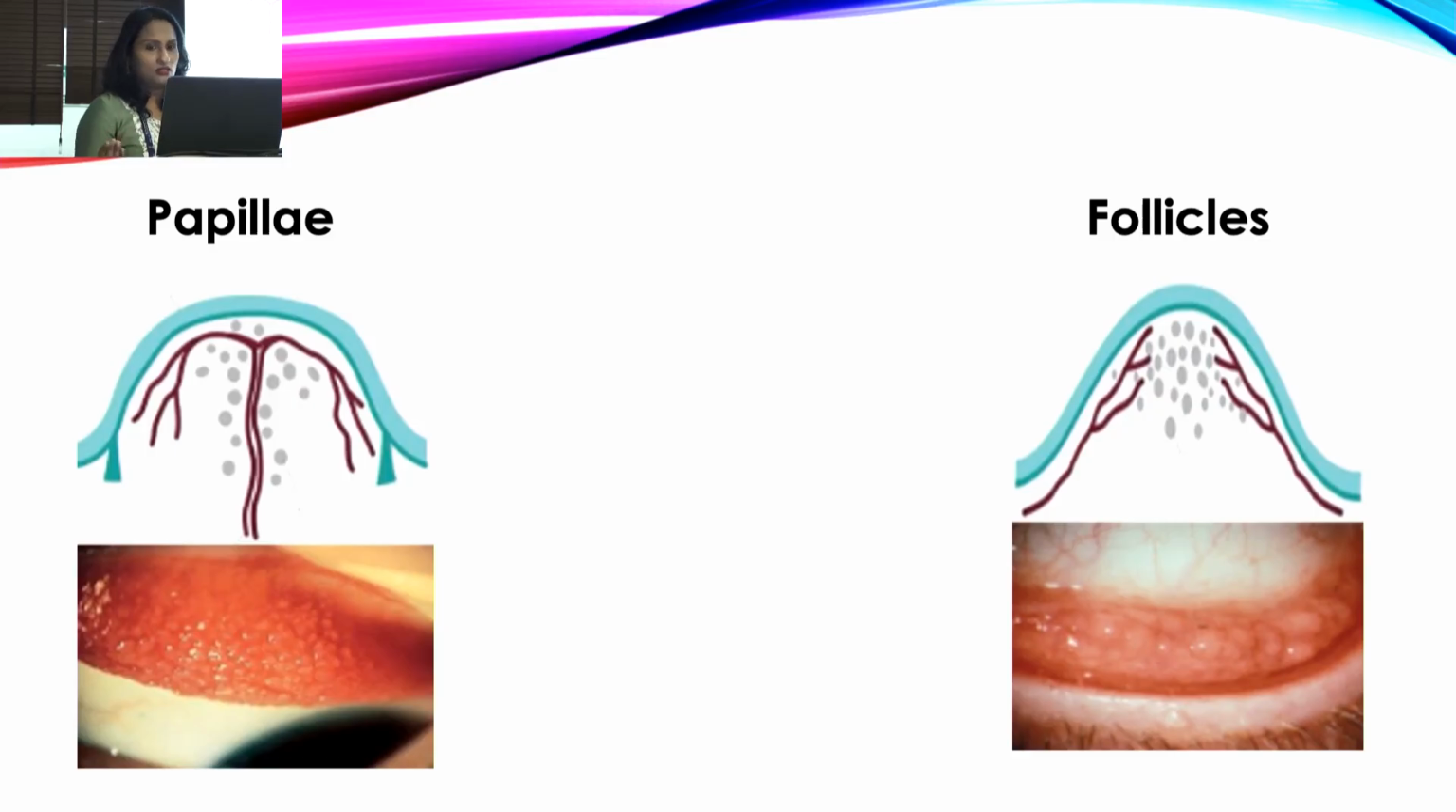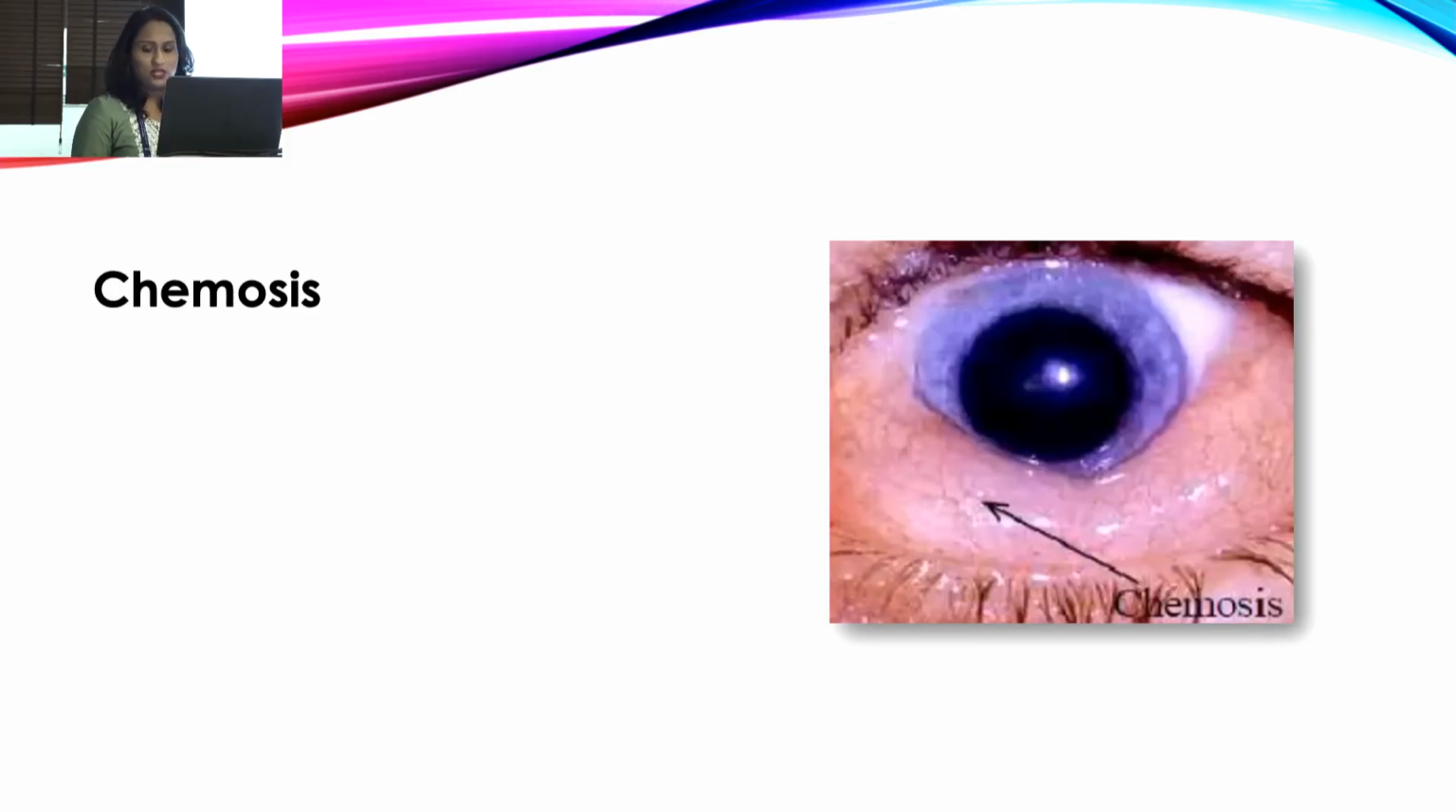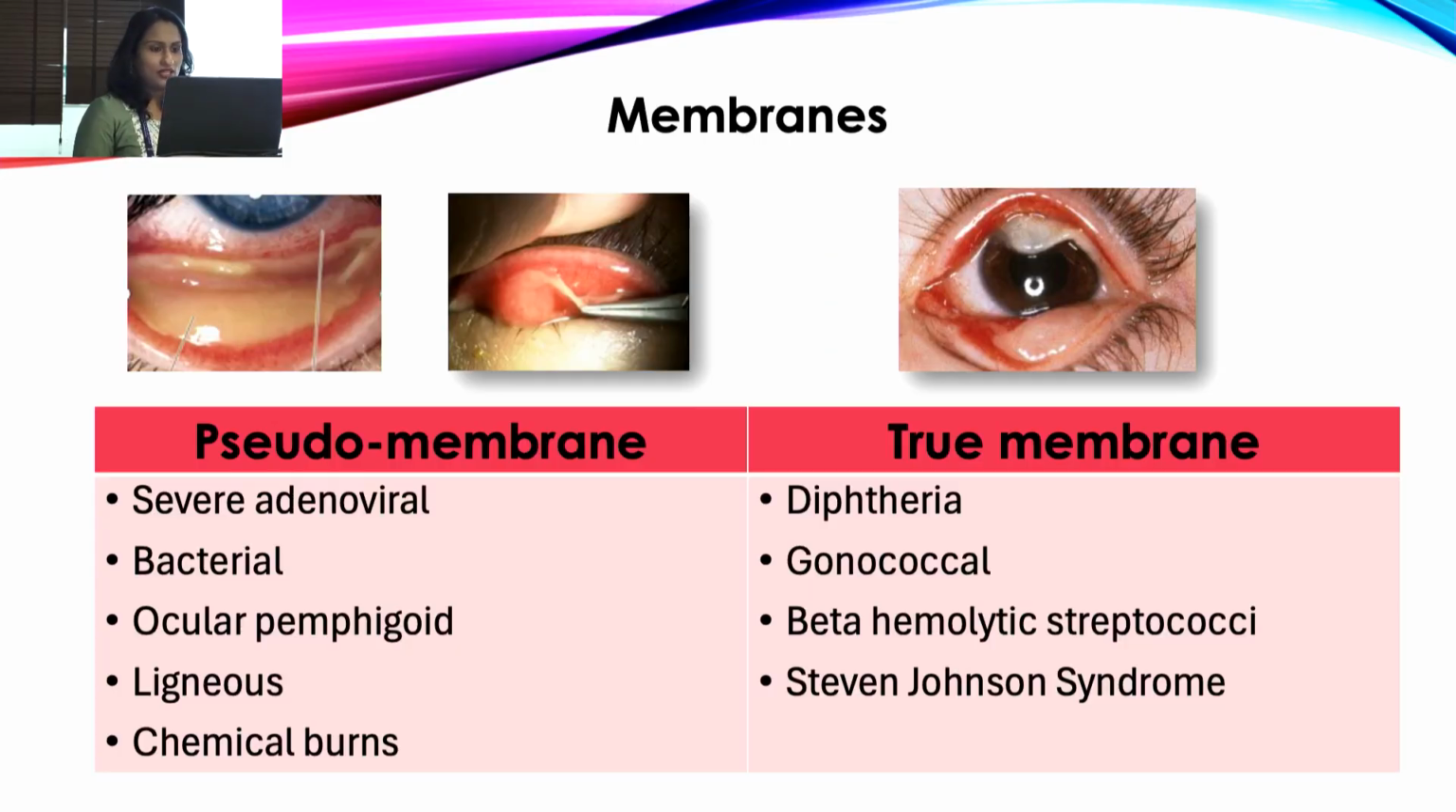This is just a picture which shows how to differentiate between a papilla and a follicle. Because the papilla has a vascular core, it will appear as red, raised, elevated dots, and the follicles will resemble grains of rice, and the blood vessels will be around the follicles. Now, some conjunctivitis can present with hemorrhages, usually viral. Chemosis can also be a presenting sign.